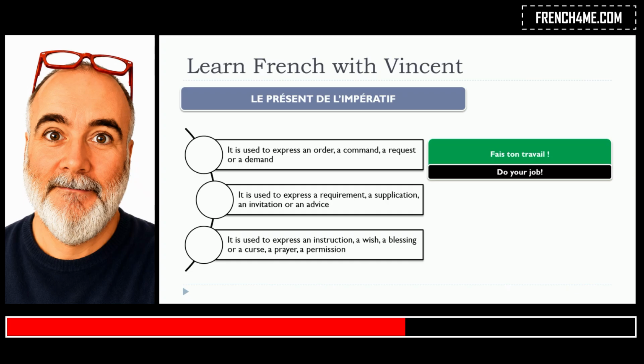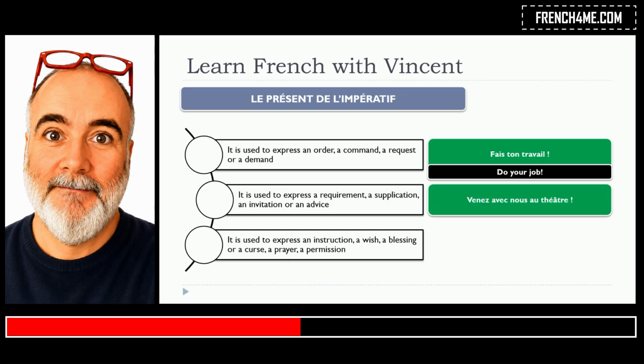The first one, fais ton travail. It's not really a nice one, but still, it's a good illustration of this concept of an order, a command, or a demand. Fais ton travail. In that situation, the verb is faire. So as you can see, it's for the second person of the singular. Fais ton travail. If you're not really sure about the way to construct this présent de l'impératif, I really advise you to have a look at my video because I explain quite precisely how to build this présent de l'impératif.